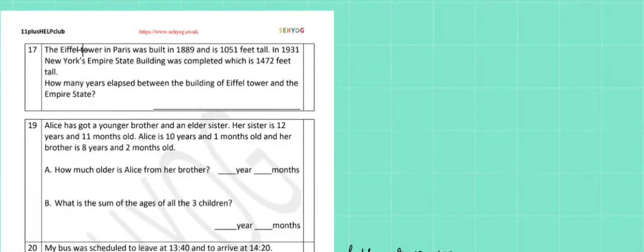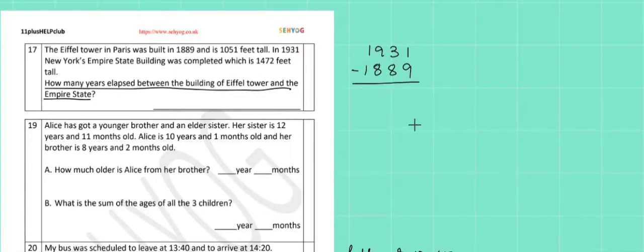In question number 17, the Eiffel Tower in Paris was built in 1889 and its height is 1051 feet tall. Again, in 1931, New York's Empire State Building was completed, which is 1472 feet tall. So how many years elapsed between these two constructions? So we will subtract the smaller year from the larger year. So 1931 minus 1889, and when we do this subtraction, we get the answer 42 years.